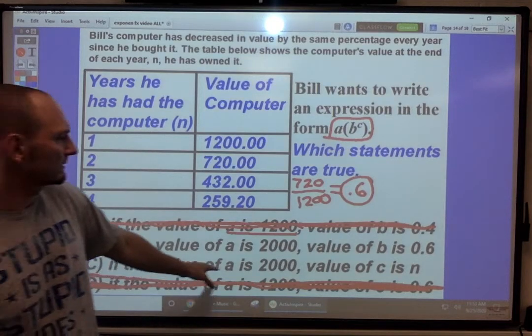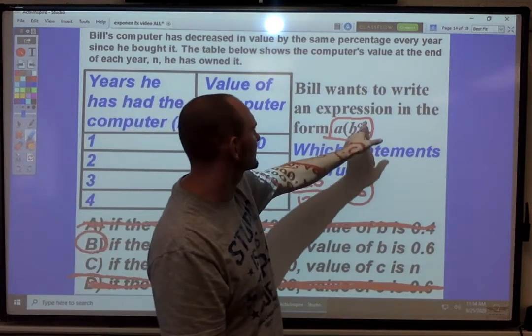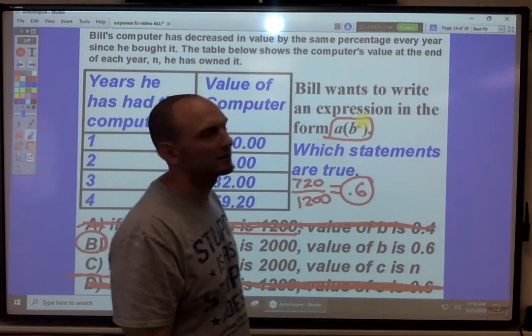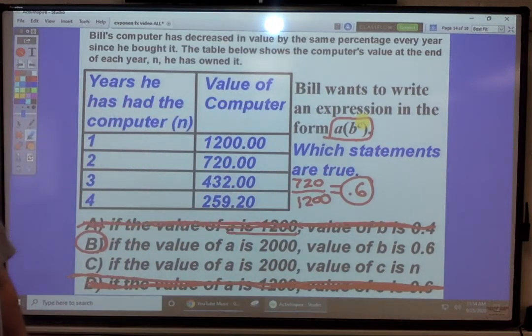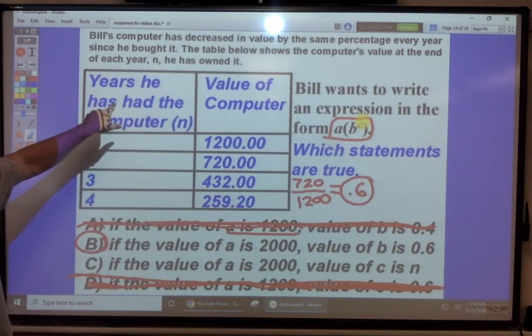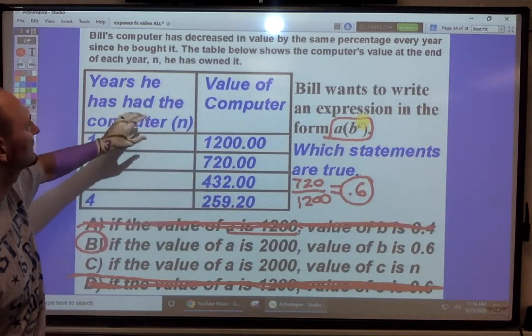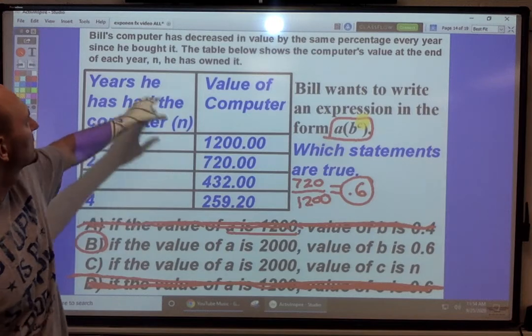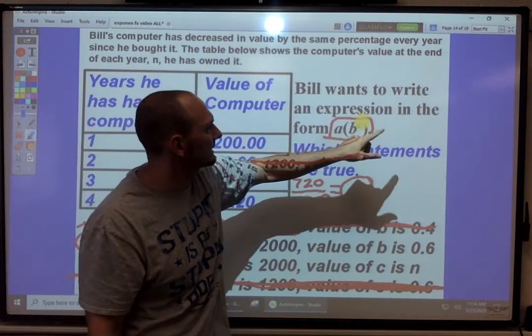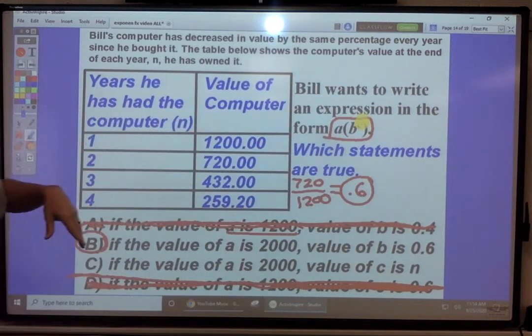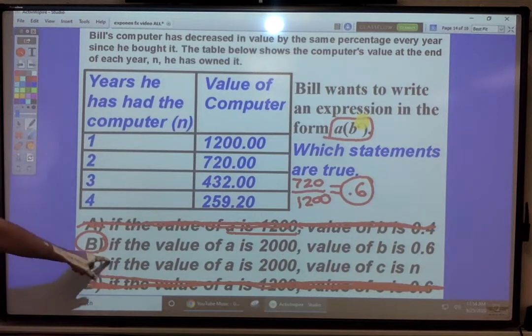So if A is 2000, the value of C is n. So C is right here. It's the exponent. And n, N is the number of years. Well, this is happening every year. So, yeah, I could put n right there. It'd still be true. So C is correct.